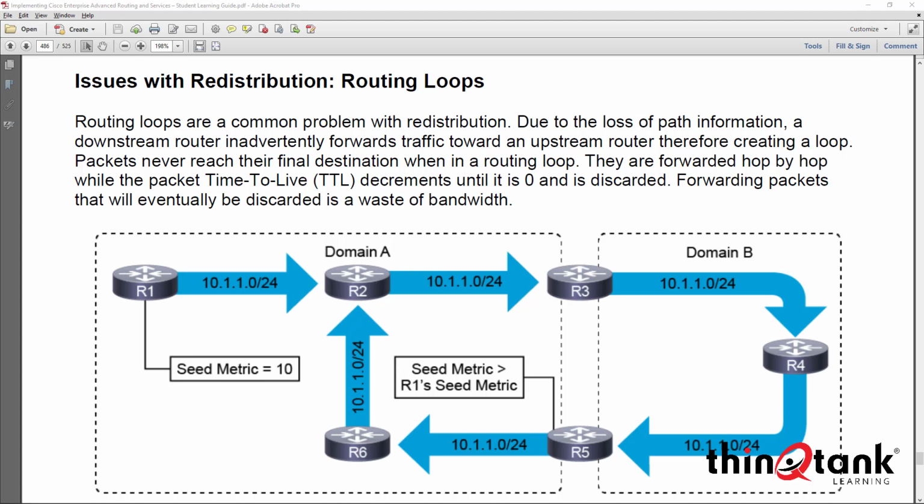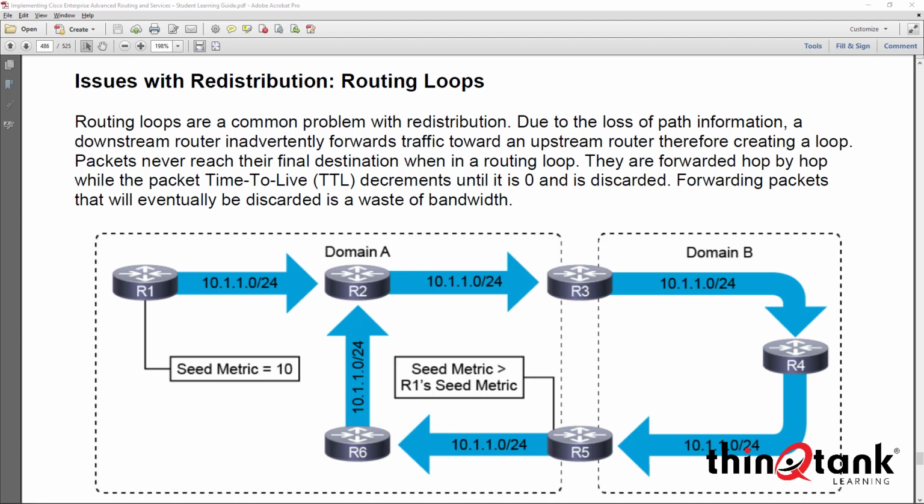Router 2 may end up selecting the path to go to router 6 to reach that destination after router 3 and router 5 ended up redistributing that route between domain A and domain B. This is caused, in essence, by a misconfigured or poorly chosen lower seed metric being inserted by router 5 when it's redistributing the route back into domain A.